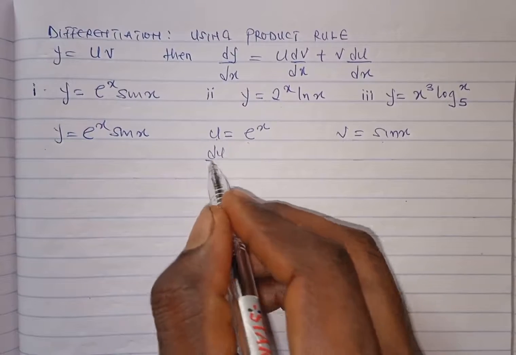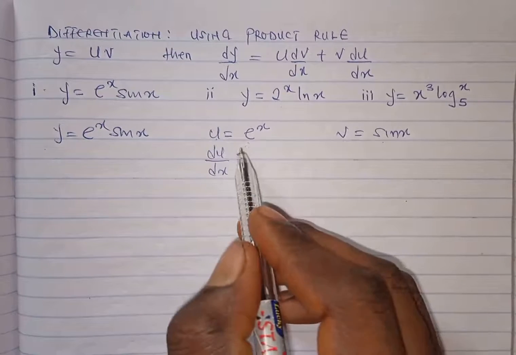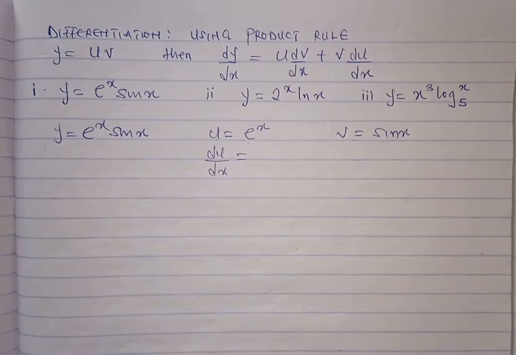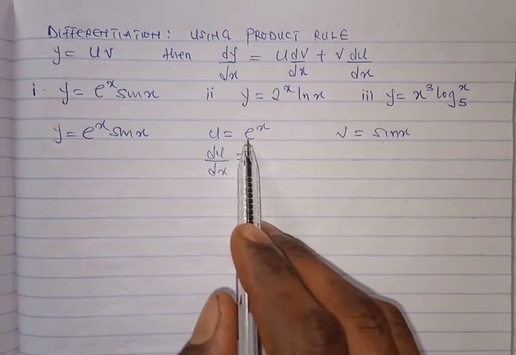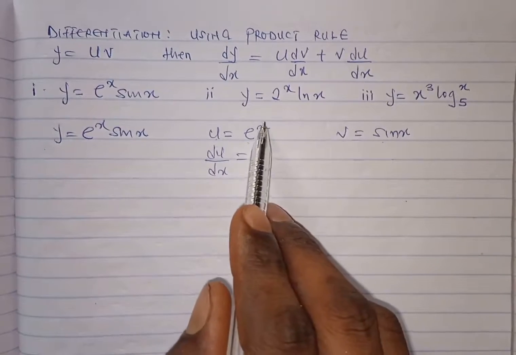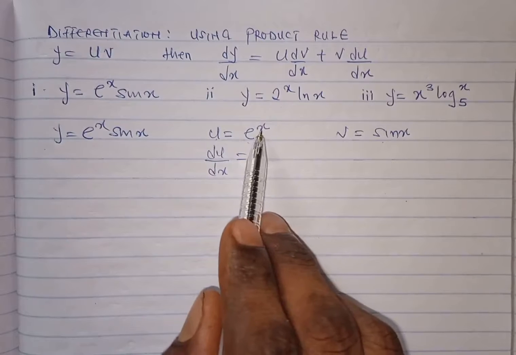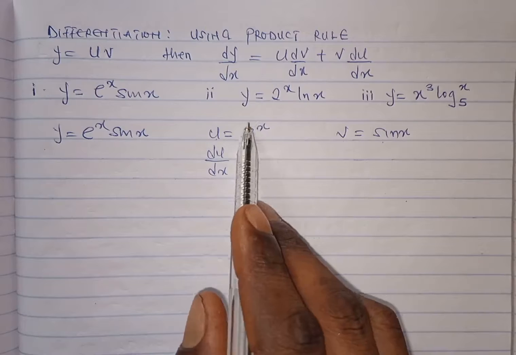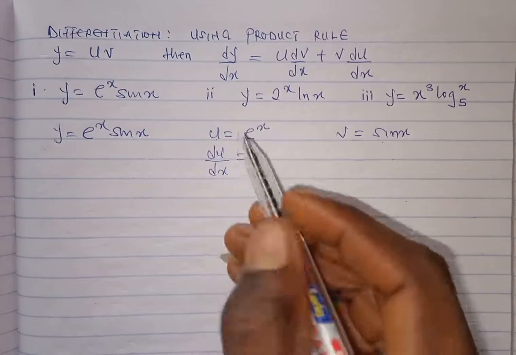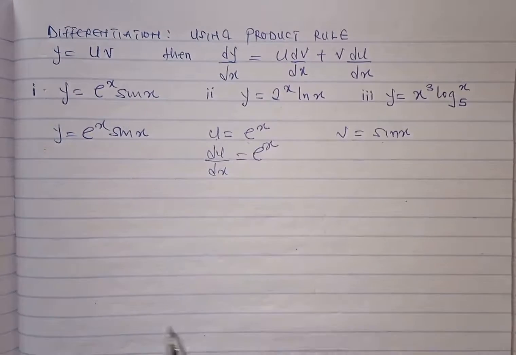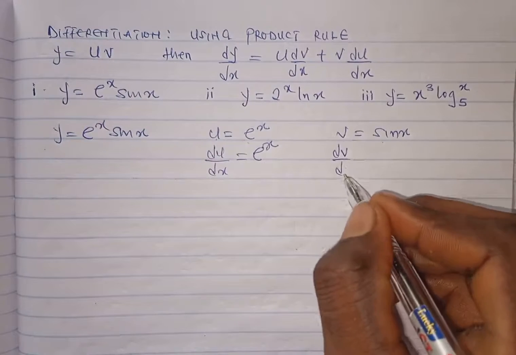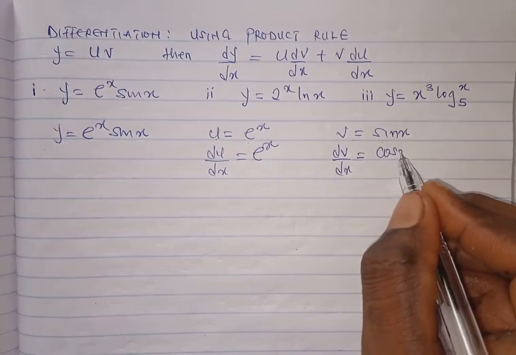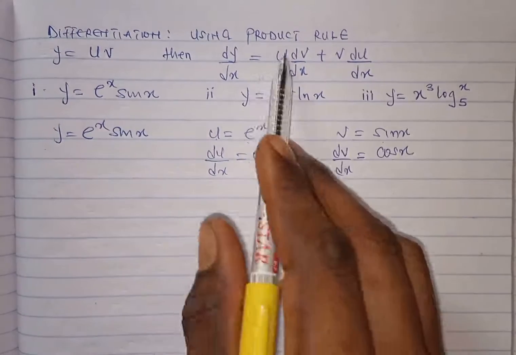So which means that your du/dx will be, when you are told to differentiate with respect to x, you are simply to find the derivative of this one. And in the last video, I already explained to you that the derivative of e raised to the power of x is the same as e raised to the power of x. Then you look for your dv/dx. The derivative of sin x is cos x. So now what you simply do is apply this formula.